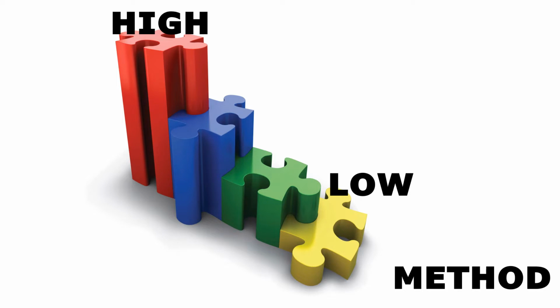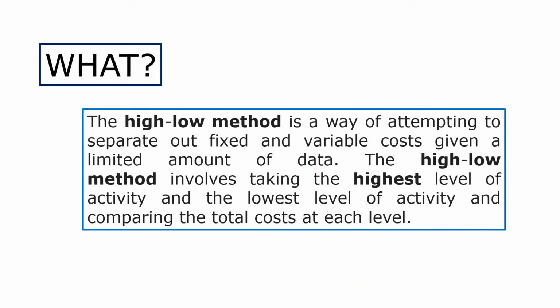So for today, I would like to continue my explanation on the high-low method. What is the high-low method? The high-low method is a way of attempting to separate out fixed costs and variable costs given a limited amount of data. It involves taking the highest level of activity and the lowest level of activity and comparing the total cost at each level of these two activities. So let us have a look at the formula.